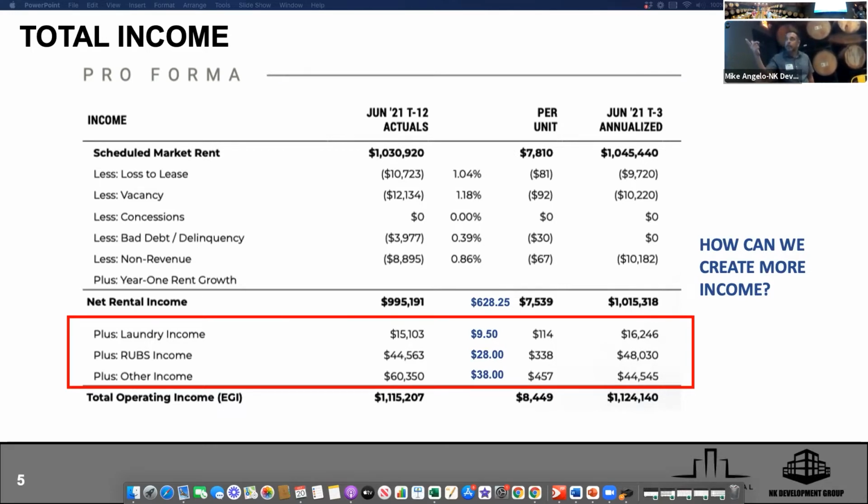RUBS, $28. So RUBS, you guys know what RUBS is? It's essentially a utility billing system. So Steven pays $628 to rent our apartment, but we also want to charge you for utilities, and we don't have a master meter, we don't have an individual meter. So you don't have to go get your own electric bill, but you have to have electricity. So the building pays for the electricity, but we want to charge you a portion of that for your apartment.